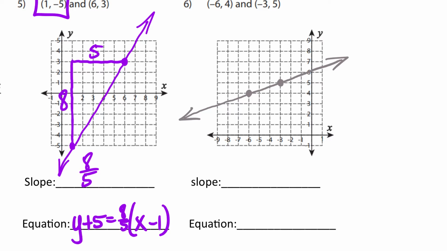Okay, it should look something like that. What's the slope of that line? 1/3. Up 1 over 3. Rise over run. It's up 1 over 3. So the slope is 1/3. And I'm just going to choose this point. So what's it going to look like? Y minus 1 equals 1/3 times x plus 6.